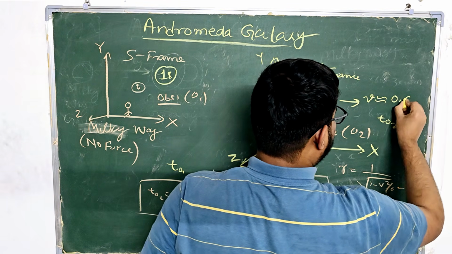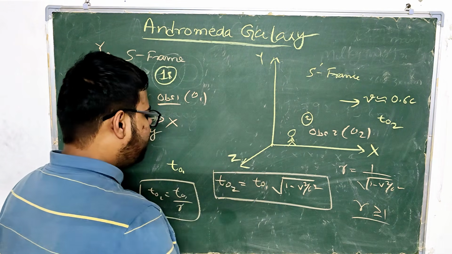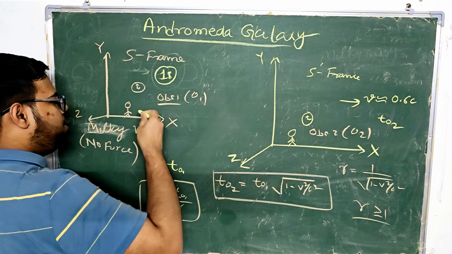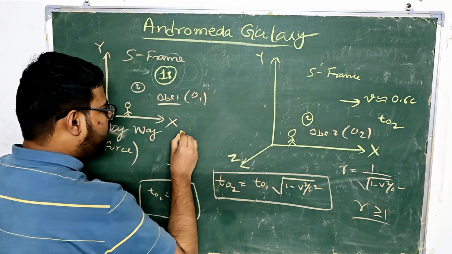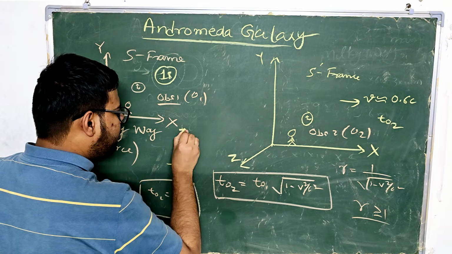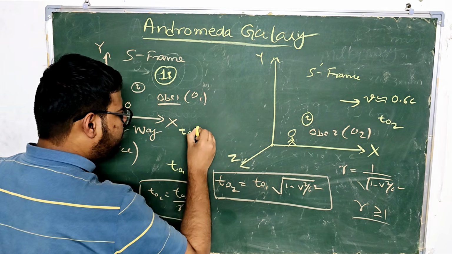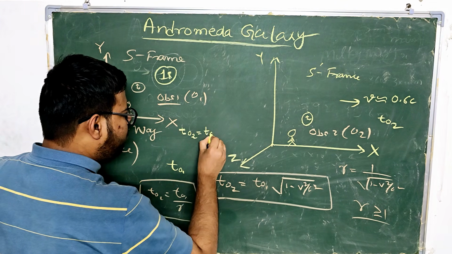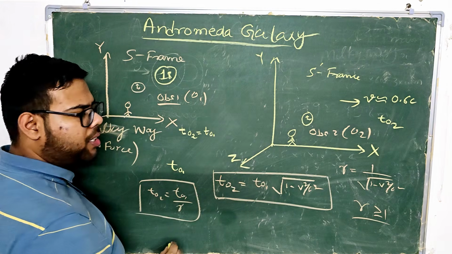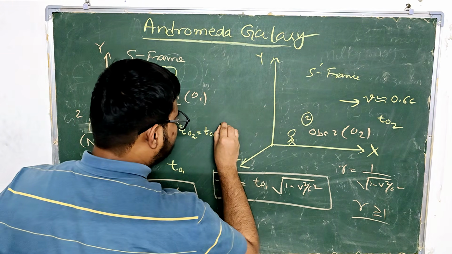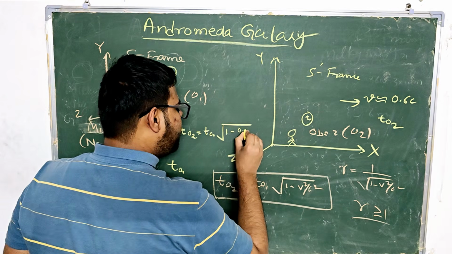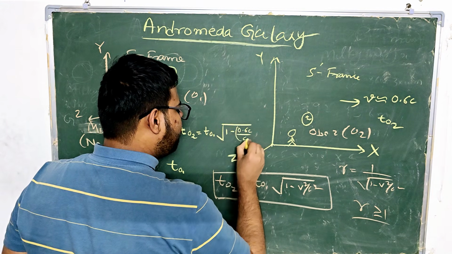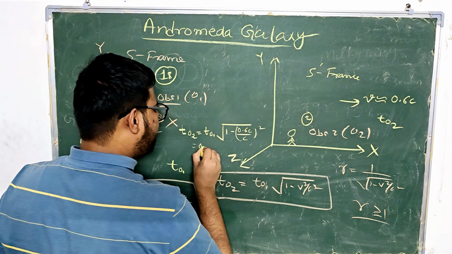Suppose 1 second has elapsed for this observer, and suppose he is moving at a speed of 0.6 c. Let's calculate the time which will be observed by this observer. T O2 will be T O1 times the square root of 1 minus (0.6 c by c) whole square. So it is 0.8 second.